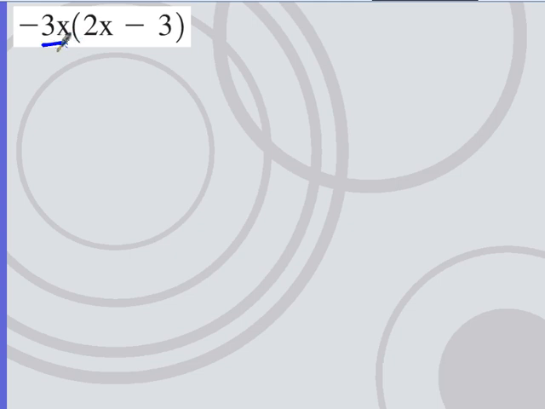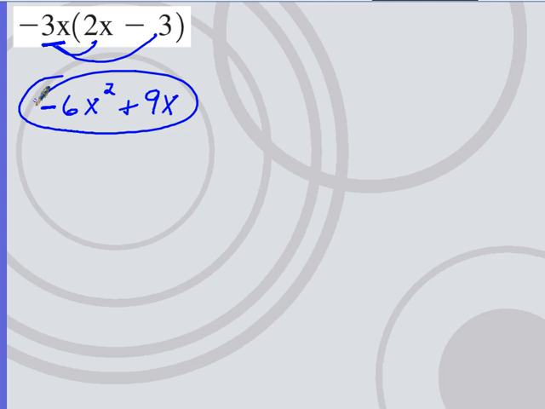Negative 3x is being multiplied times both of these things. Negative 3x and 2x gives you a negative 6, and x times x is x squared. Now, if you were adding those two things, you would simply worry about the negative 3 and the positive 2. But you are multiplying them, so you have to multiply each piece. Negative 3x times negative 3 would be a positive. 3 times 3 is 9. So negative 6x squared plus 9x.